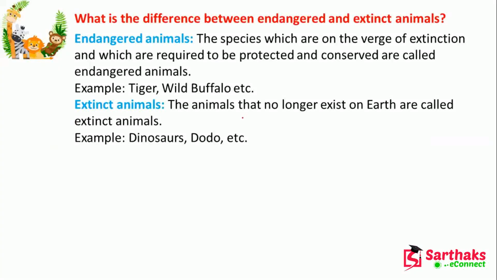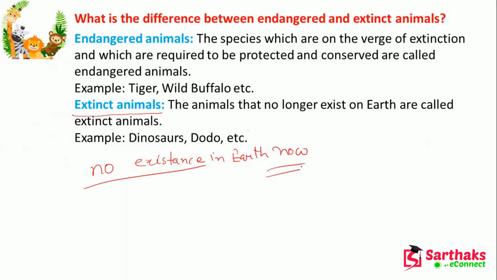Now, what is the difference between endangered and extinct animals? Extinct animals means now we cannot see them. There is no existence in earth now. Once they may have existed, but these are extinct animals. But endangered means species which are going to be extinct, and which are required to be protected and conserved. These are called endangered species.